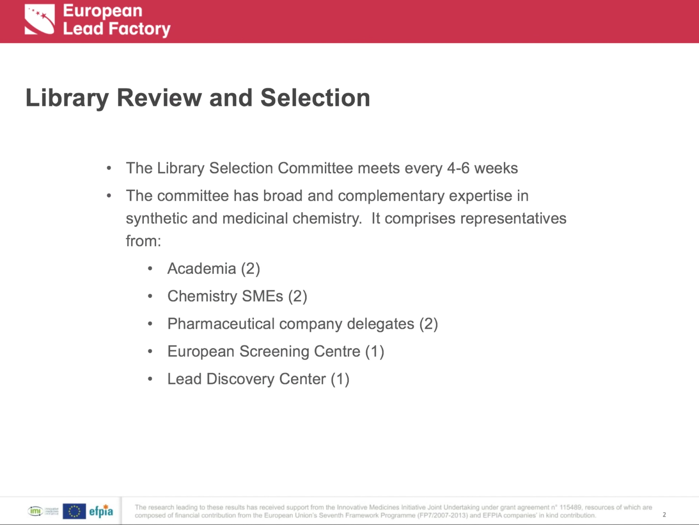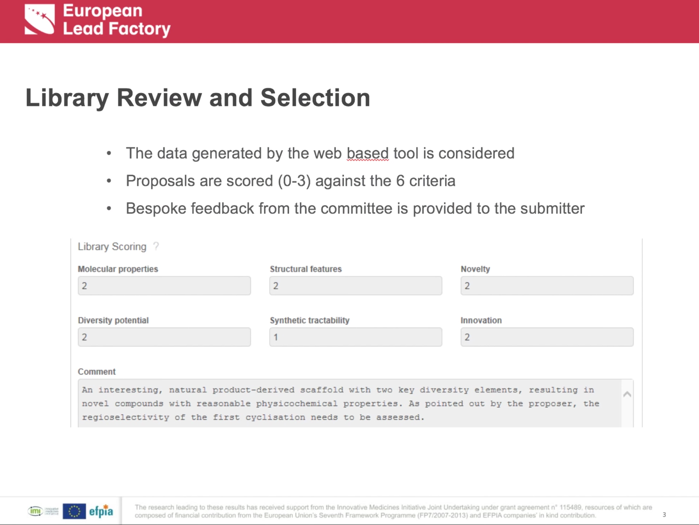When the Library Selection Committee meet, they assess all of the proposals submitted to the web tool. They use the data generated by the web tool to help with their decision making, and they score each of the criteria 0 to 3. Example feedback is shown here. Each of the criteria have been scored 0 to 3, and feedback has been provided to assist the submitter with future submissions.